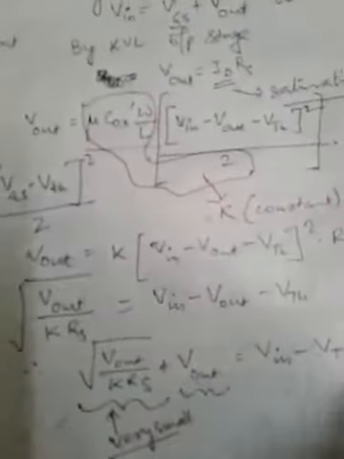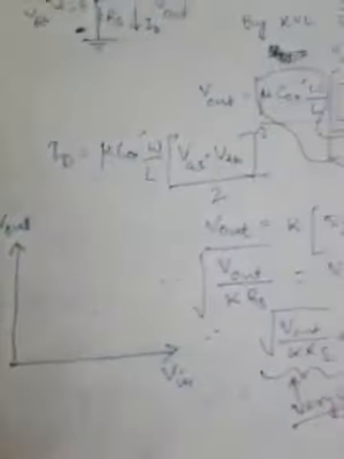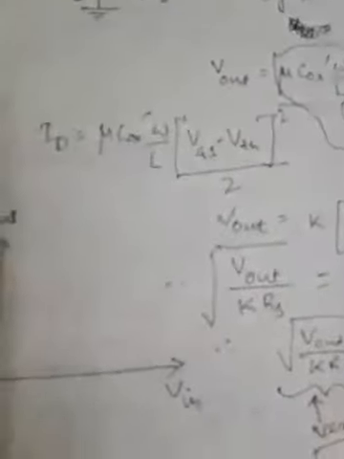Now if we plot this equation to get the transfer characteristics, or the input-output characteristics, the characteristic curve should be looking like this. At the x-axis we are plotting V in, at the y-axis we are plotting V out. This is the transfer characteristics for this common drain amplifier.